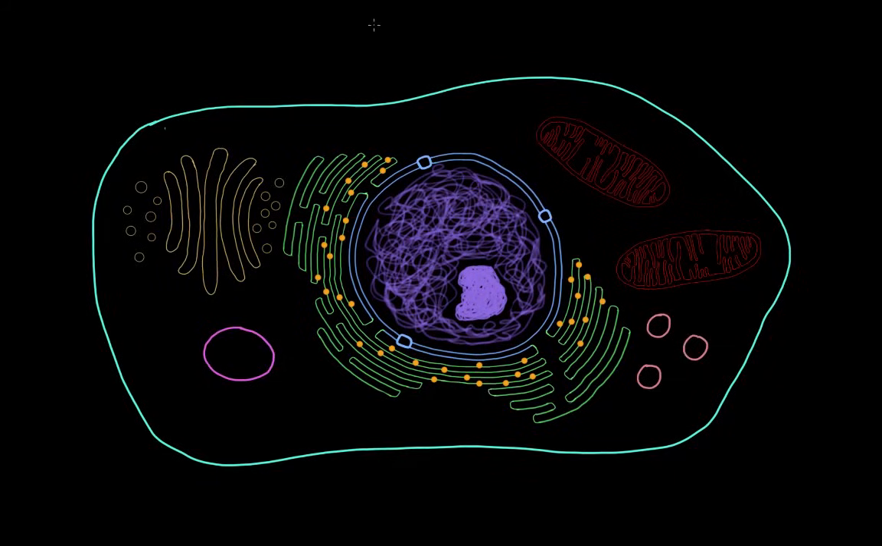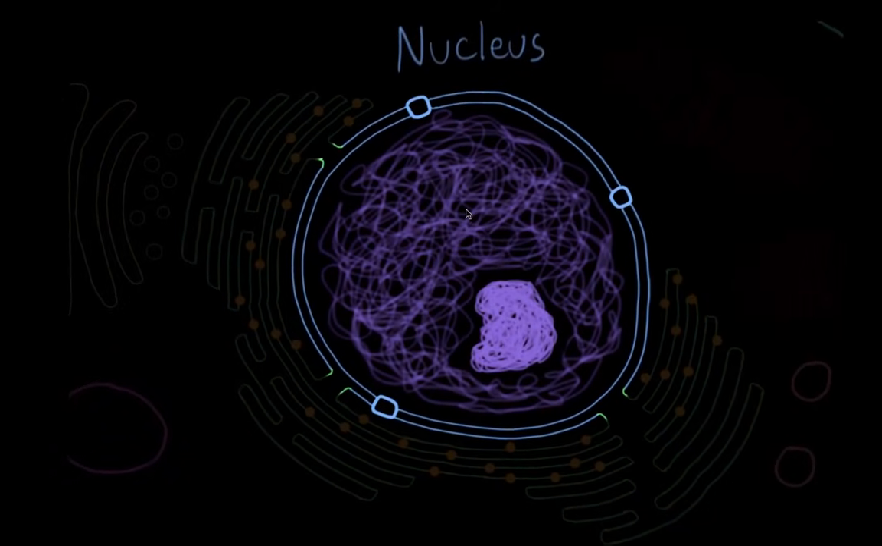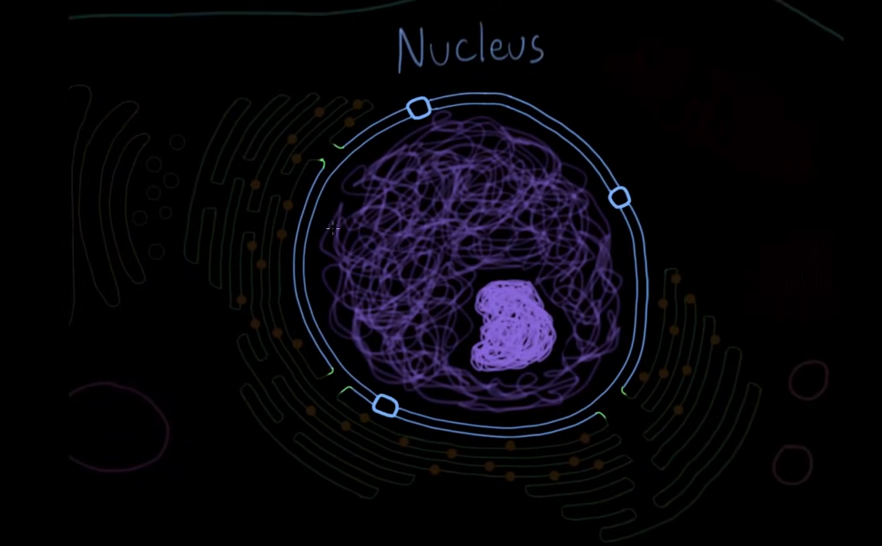Here's a diagram of a eukaryotic cell. Let's look a little bit closer at the structure of one of the most important organelles in the eukaryotic cell, the nucleus. So here we have a depiction of the nucleus. And the most important function of the nucleus is to contain the genetic material of the cell.